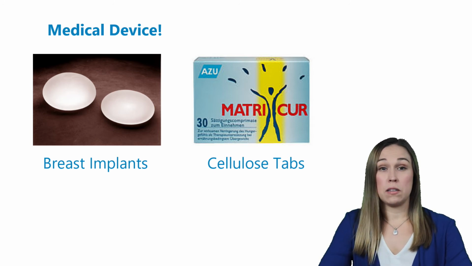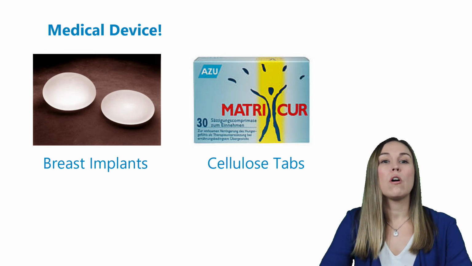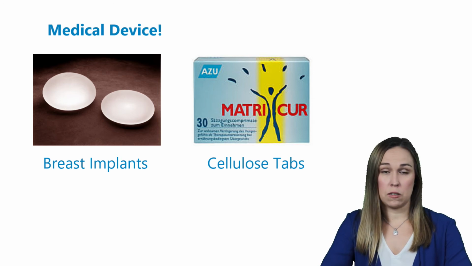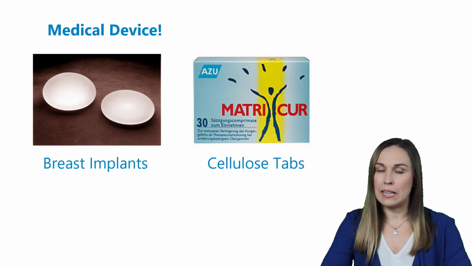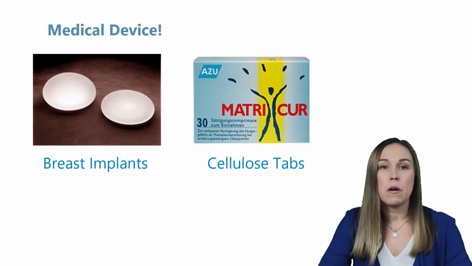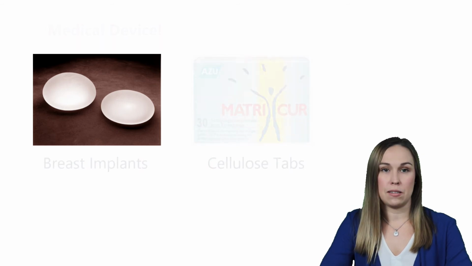Cellulose tabs expand in the stomach, helping the person who takes them feel fuller, longer, with the overall goal of weight loss. The expanded tabs simply pass through the digestive system and are excreted without eliciting any metabolic or physiological changes. It provides a temporary structural expansion of the stomach and is therefore a medical device.